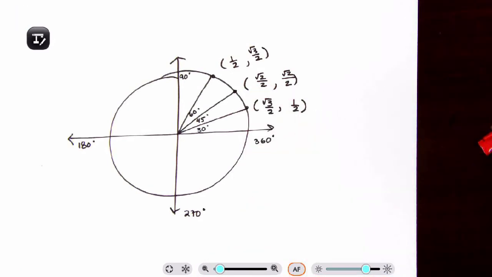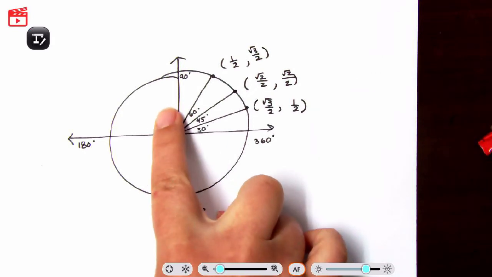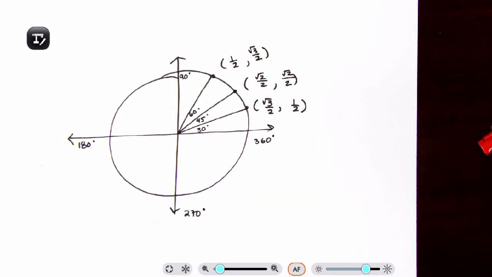Now, if we continue the unit circle, the 30, 45, 60, 90, they don't necessarily stay the same. The triangle stays the same. These are called your reference angles. Now, for the reference angles, the location is going to be different. But the value, the x and y value, is going to be the same.